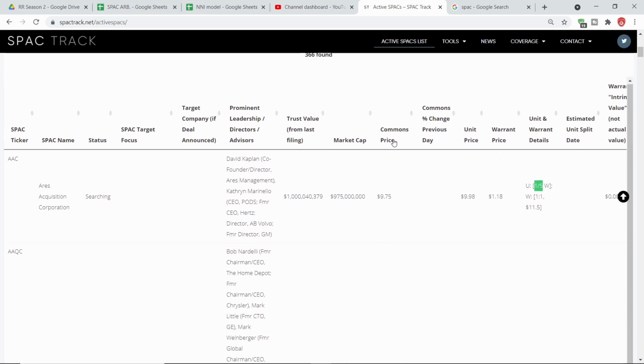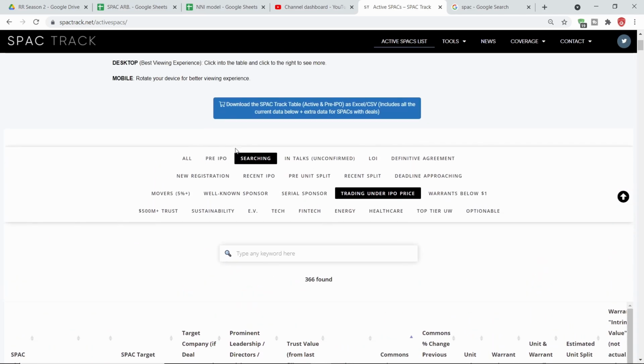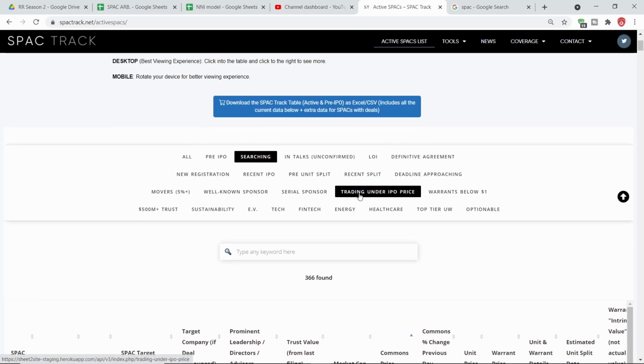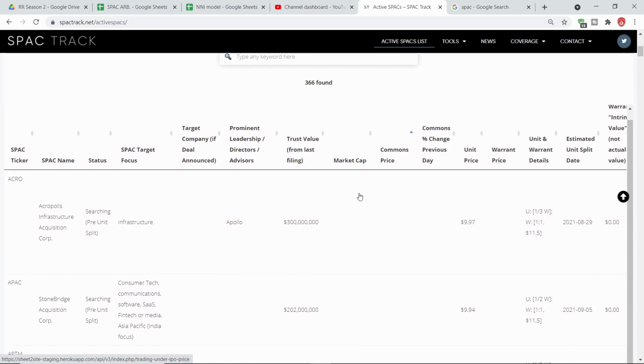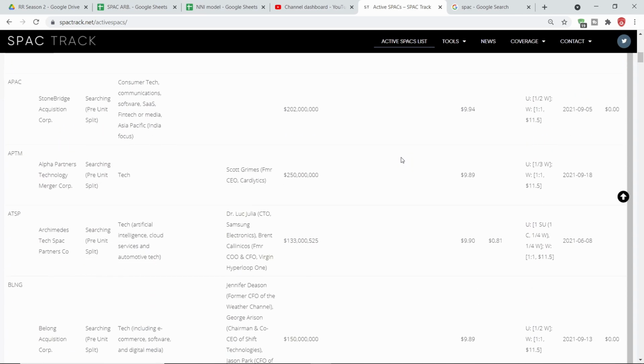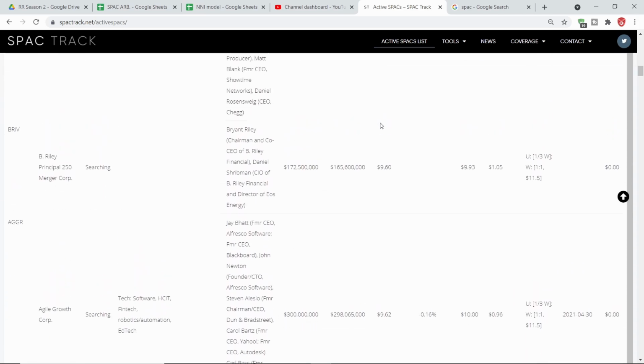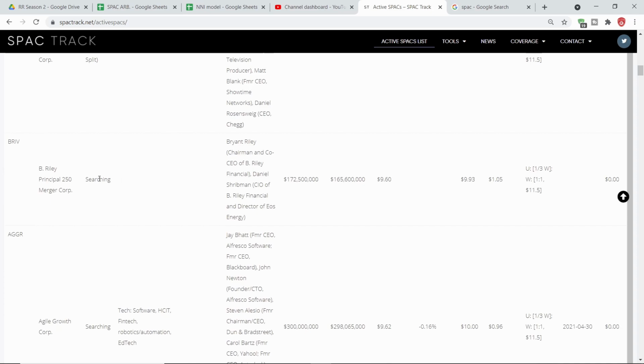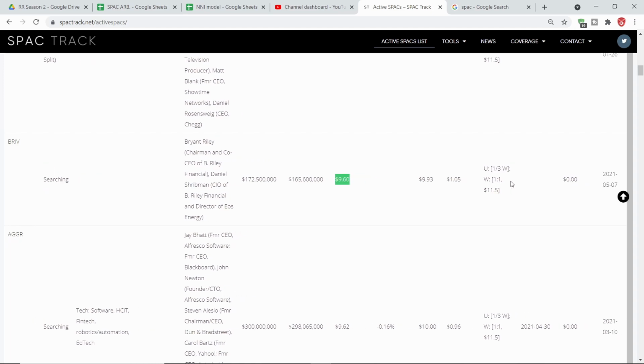Okay, so here we have it sorted by searching and trading under IPO price. That means they're looking for a target and it's trading under the IPO price, and that will be under the trust value too. So you can start by price of commons. Okay, so here's one, BRIV, a SPAC trading for $9.60. Okay, we found one. Let's go ahead and model that out.